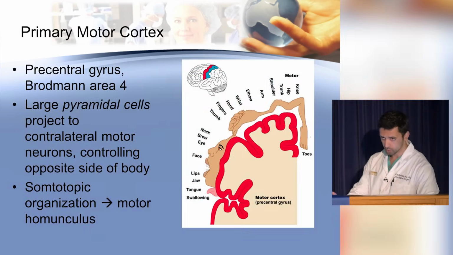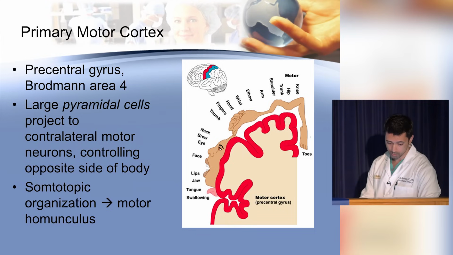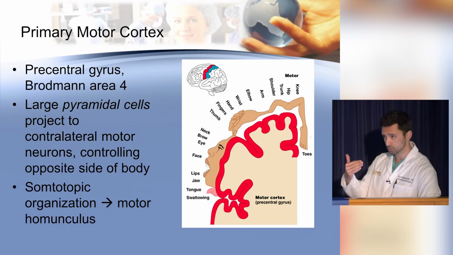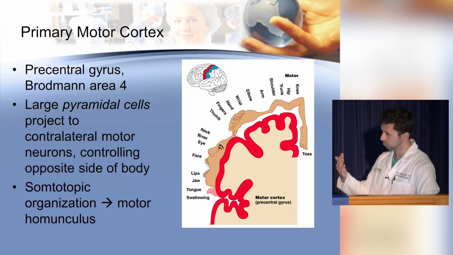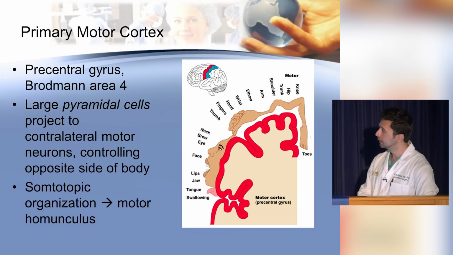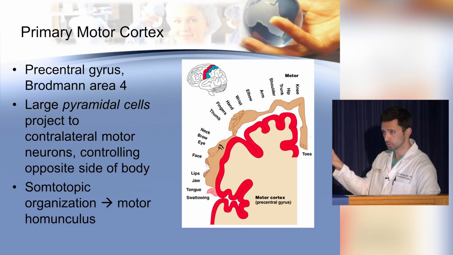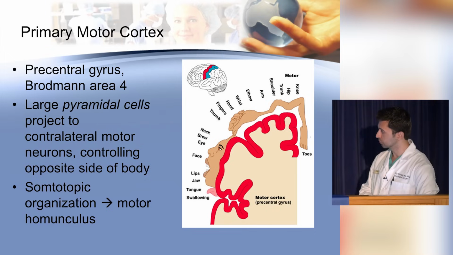So the primary motor cortex is the one we all learned back in school. This is the precentral gyrus. So it's right in front of that central gyrus. So it's right at the very back of the frontal lobe. Very large pyramidal cells here, which is why Brodmann identified this as region 4. It's a very distinct anatomic region. And it does have a somatotopic organization, so a lot of us remember the homunculus, this idea of a little map of the body within the frontal lobe.